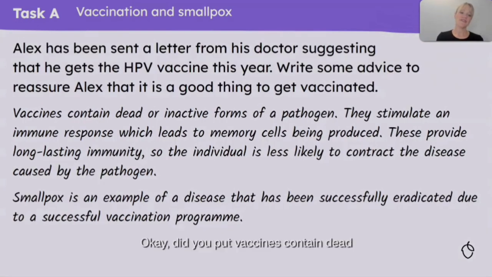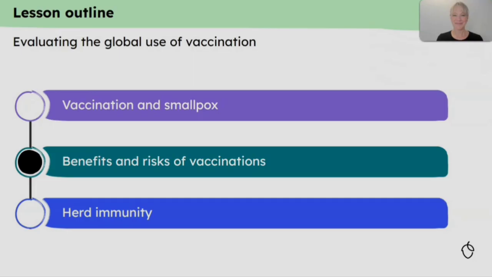Okay, did you put vaccines contain dead or inactive forms of a pathogen? They stimulate an immune response which leads to memory cells being produced. These provide long-lasting immunity, so the individual is less likely to contract the disease caused by the pathogen. Smallpox is an example of a disease that has been successfully eradicated due to a successful vaccination program. If you'd like to add any more to your answer, please do that now.